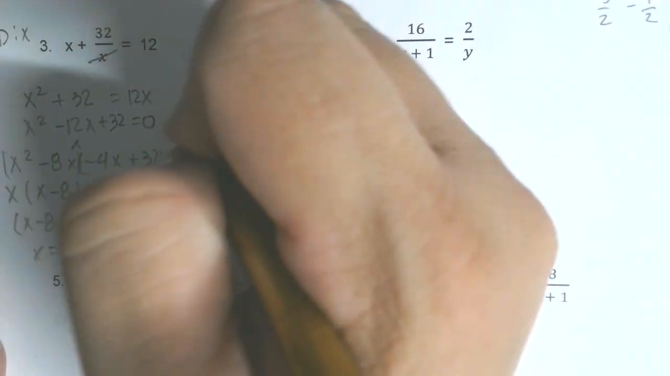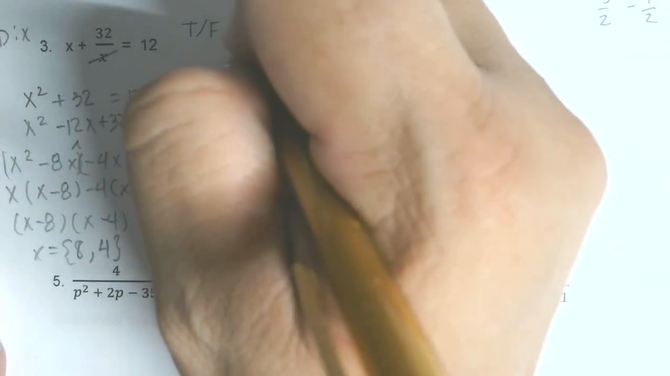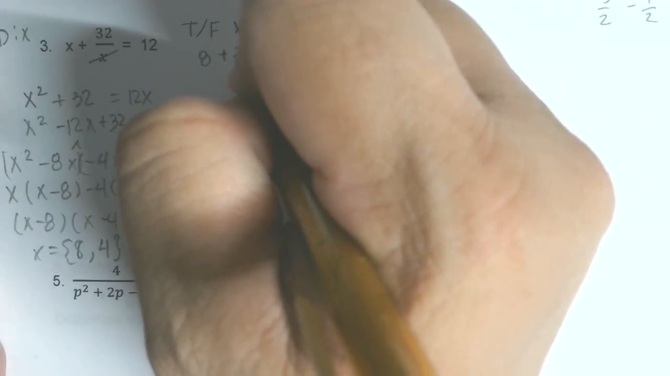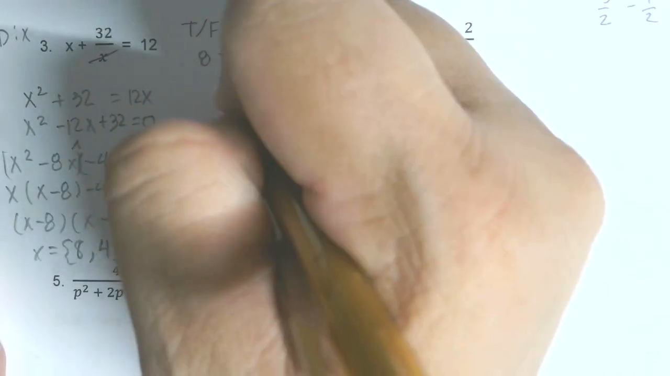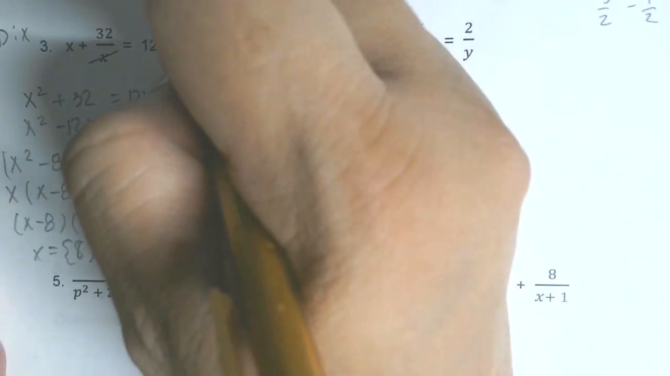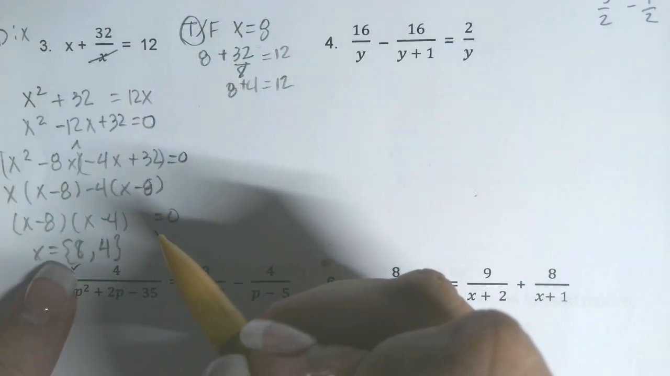So we need to check both our solutions. Remember, we're looking for true or false. So you got to check both. So the first one we're going to check is where x equals 8. I have 8 plus 32 over 8 equals 12. 8 plus 4 equals 12. So that's true. So this is a solution.